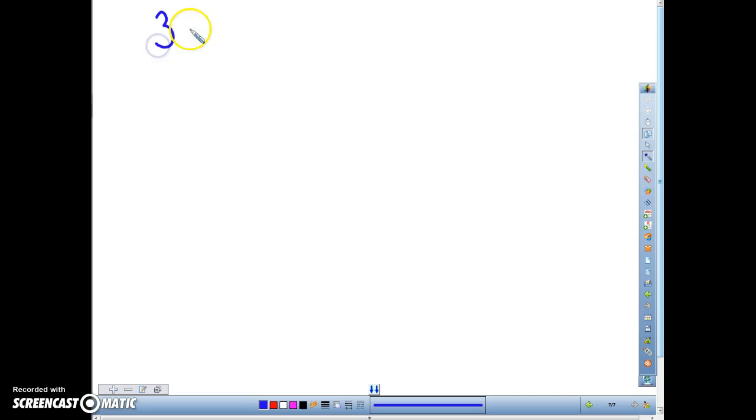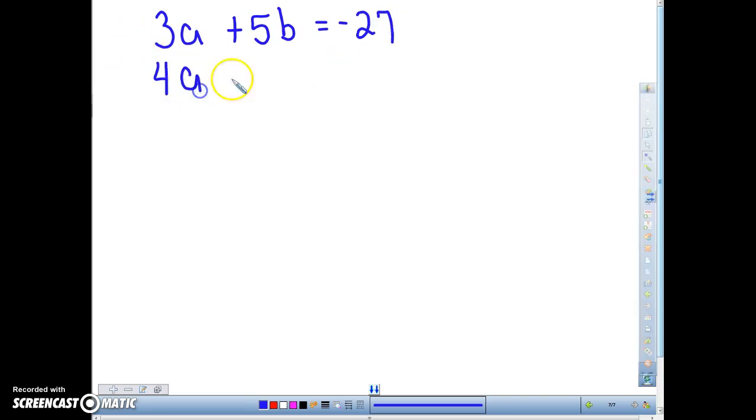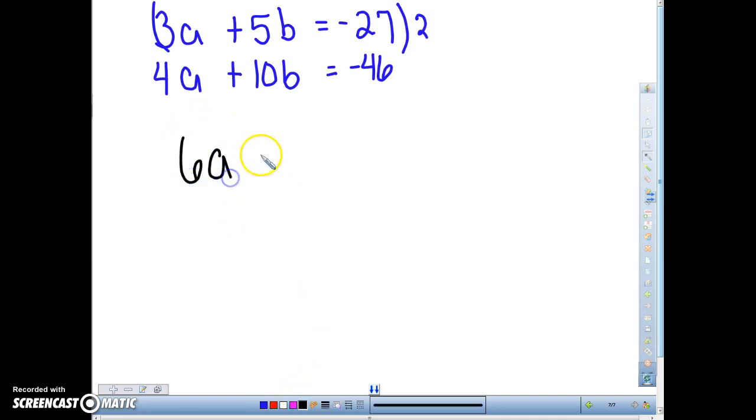The next question, 3a plus 5b equals negative 27. And 4a plus 10b equals negative 46. Now this one is probably kind of easy because I can multiply that top one by 2 so that they both become 10. Now if you didn't see that, you could cancel a by multiplying the top by 4 and the bottom by 3. So let's start by multiplying the top by 2.